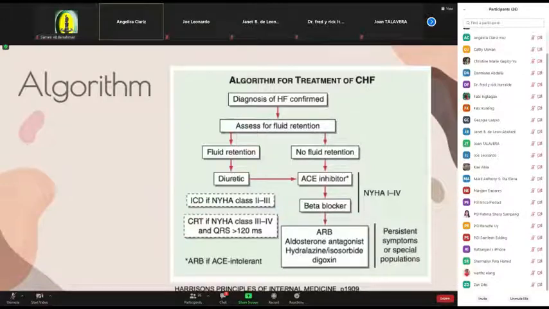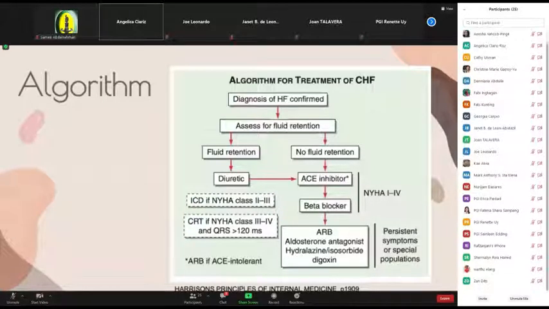An ARB, an aldosterone antagonist or digoxin can be added as triple therapy. So the fixed dose combination of hydralazine or isosorbide dinitrate should be added to an ACE inhibitor and a beta blocker.